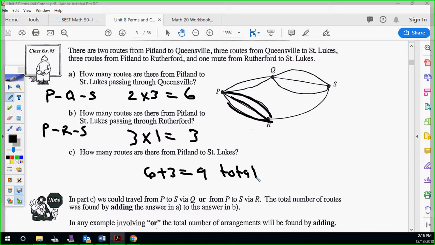Okay. So this is an example of the OR. So it says in part C, we could travel from PS via Q or PS via R. The total number of routes is found by adding the answer in A to answer B. In this example, it's involving the OR because I'm going to St. Luke's through Queensville or Rutherford. So by using the word OR, you would add those totals. Does that make sense? So you would add those totals. Right. And is multiplying, or is adding.